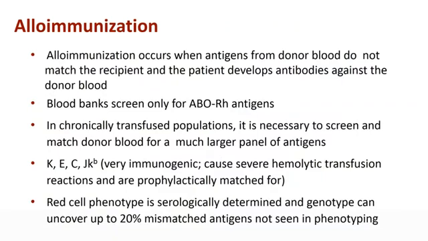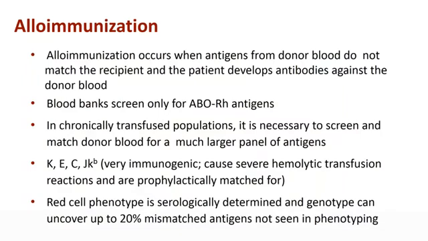Alloimmunization occurs when antigens from the donor blood do not match the recipient and the patient develops antibodies against the donor blood. Now, since most patients are only transfused rarely, who don't have a chronic transfusion disorder, such as for surgery, blood banks screen only for ABO-RH antigens.